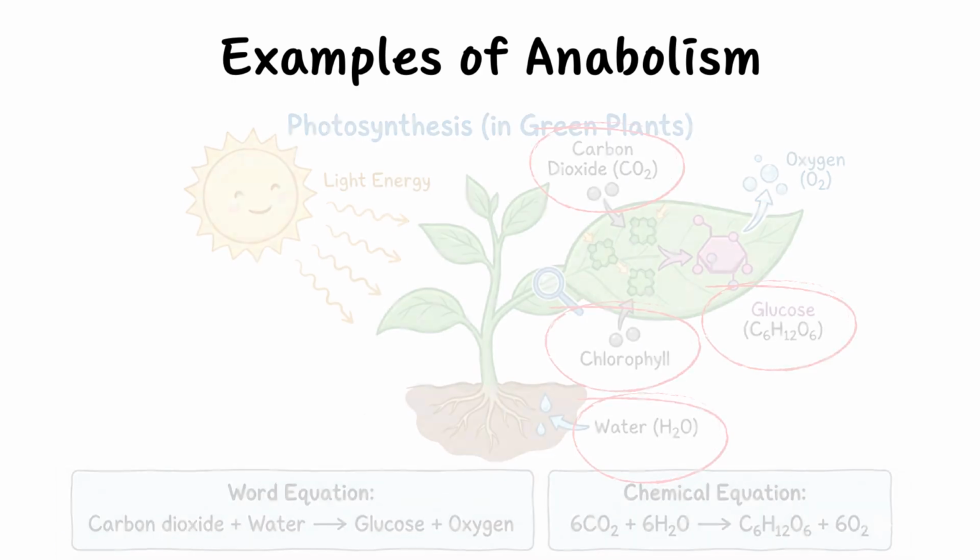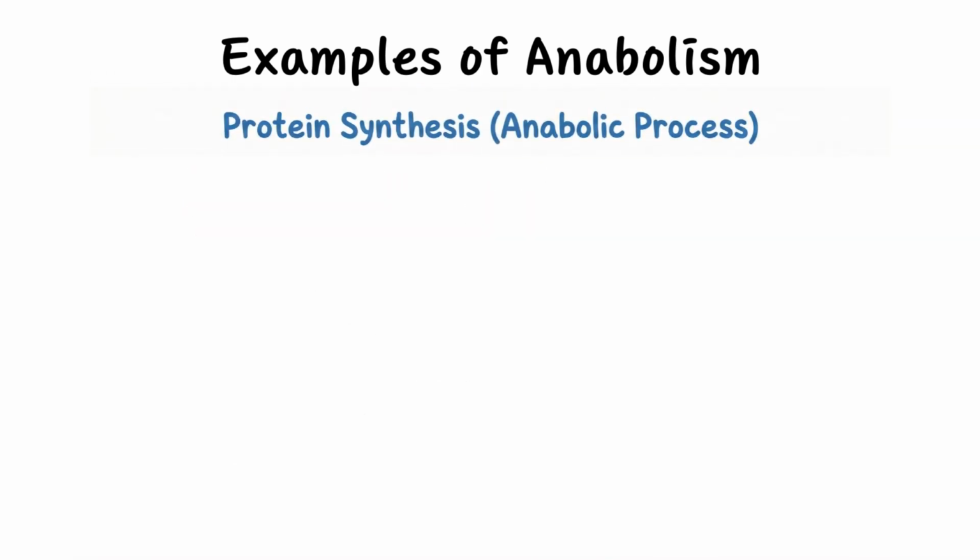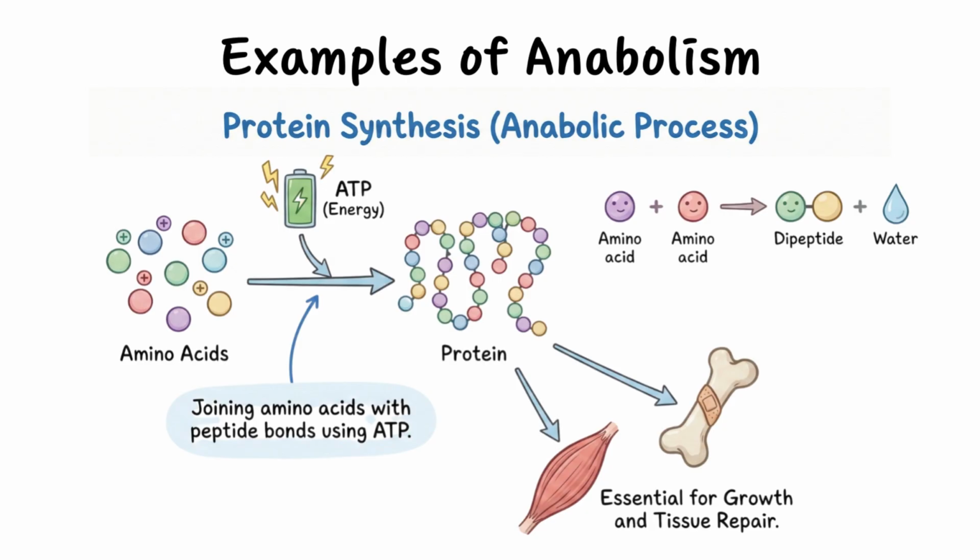Another example is protein synthesis. This can happen both in plants and animals. Protein synthesis is an anabolic process in which amino acids are joined together to form proteins, which are essential for growth and tissue repair. During this process, amino acids are linked by peptide bonds using energy supplied by ATP. So, protein formation can either be written as amino acids and energy to give protein, or amino acids to form dipeptides and water.